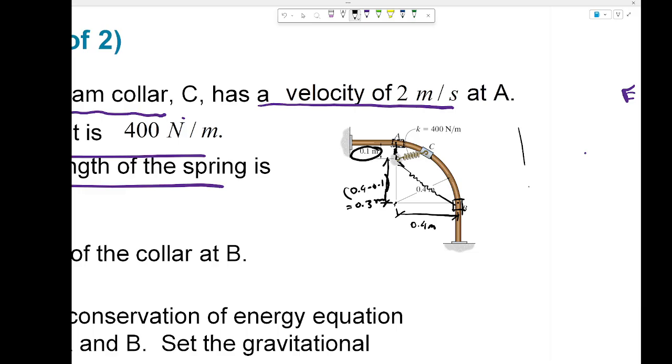All right, now from Pythagorean, we know if this is 3 and this is 4, this is 5, because it's 3 squared plus 4 squared. The same thing goes here. So this unstretched condition would be equal to the square root of 0.3 squared plus 0.4 squared, which is 0.5 meter. So at position A, the spring length is 0.1. At position B, the spring length is 0.5. Try to understand that first.